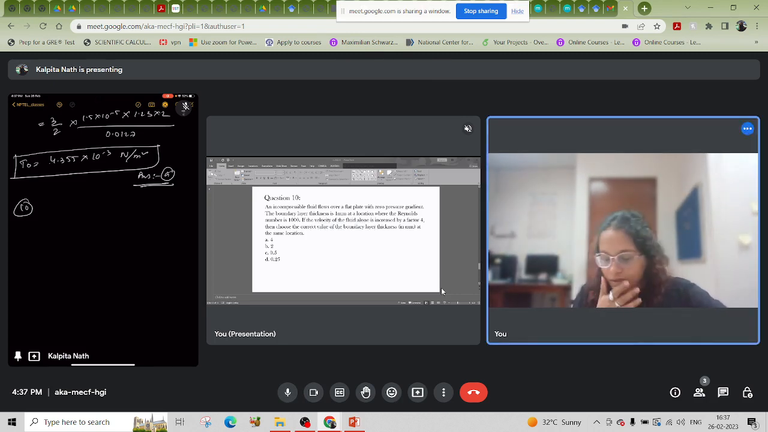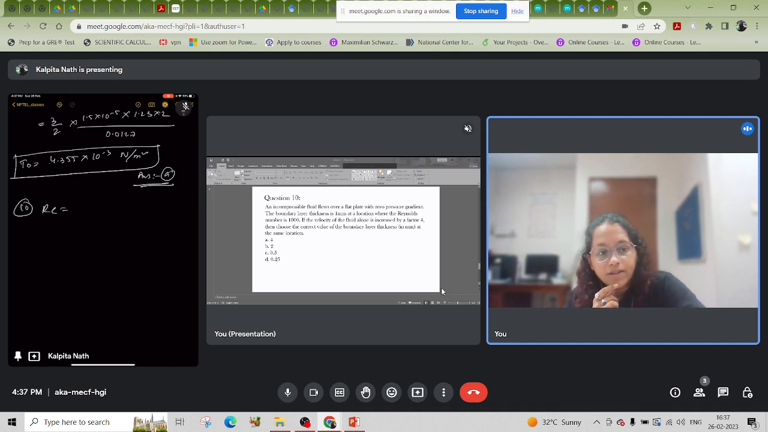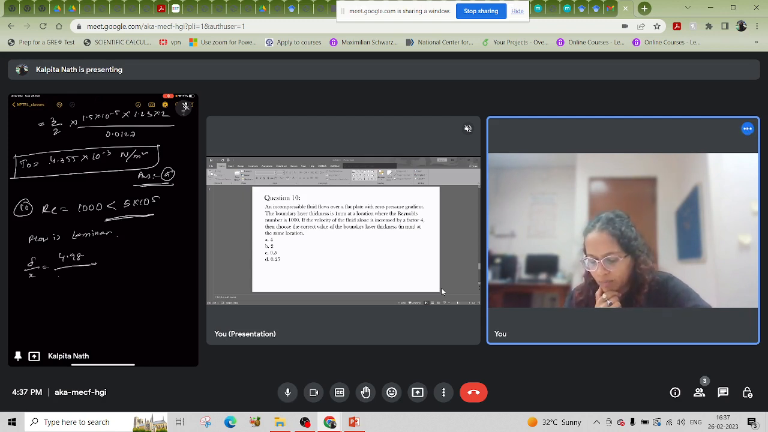So solution of this question will be: Reynolds number is given as 1000. That is less than 5 into 10 power 5 for flat plate. So obviously the flow is laminar, as we already solved another question today like this. So for laminar flow, delta upon x is equal to 4.98 upon root over Reynolds number.